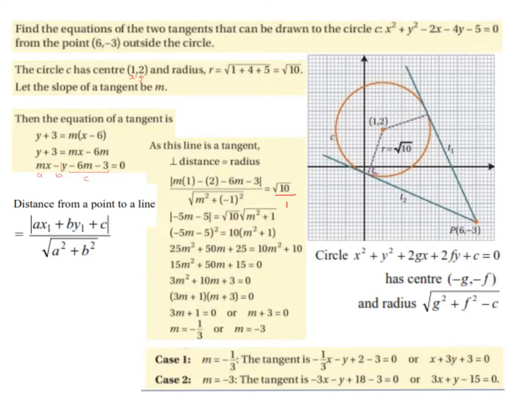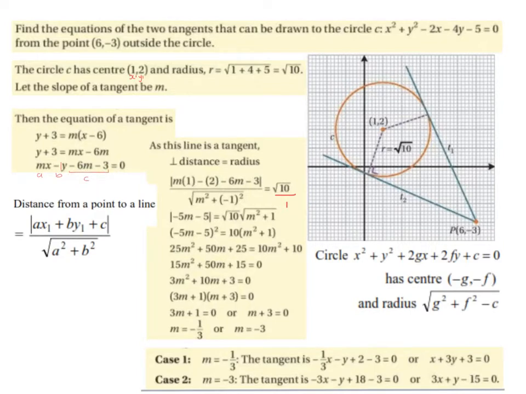So remember, we're trying to find the equations of the line T1, the tangent, and the line T2, the other tangent. We've worked out the slope of one of them is minus a third, and the slope of the other one is minus 3. So remember, we already have the equation of the line, and it is mx minus y minus 6m minus 3 is equal to 0.